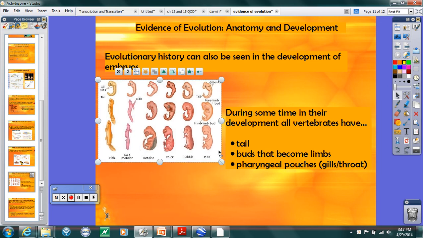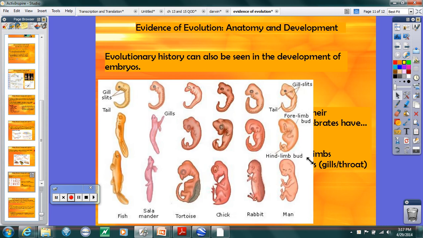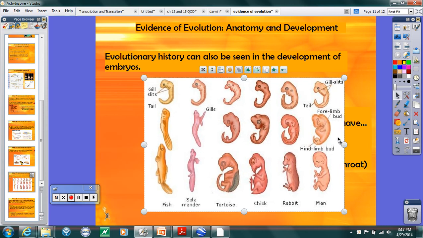If you take a look at this picture, let me blow this up a little bit for you. You can take a look. This is a fish, a salamander, a tortoise, a chick, a rabbit, and a human. You can see how similar we look in early development. Okay, there's your tail at some point, buds that will become limbs. So it's really crazy to take a look at that.